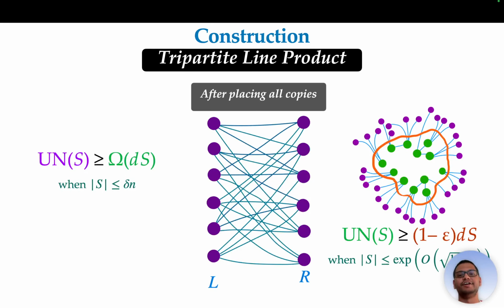Once you place down all the copies of H, you have a graph whose vertex set is the left and right side of the base graph, and the edges are between the left and right. So it's a bipartite graph on L and R, and the middle was basically used to decide how to place the gadgets. And actually, this graph is a unique neighbor expander where small sets expand losslessly.